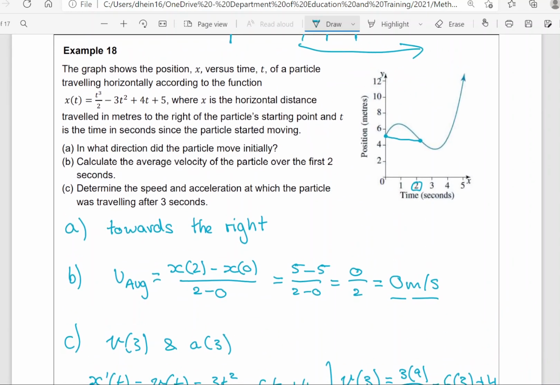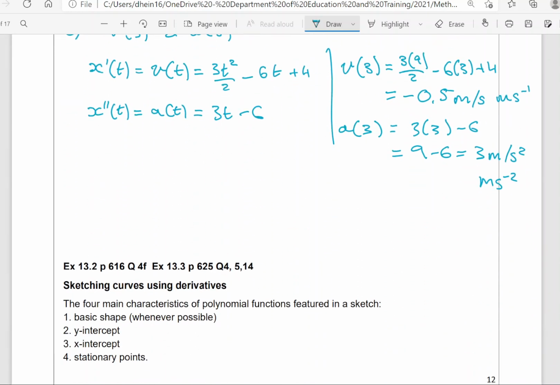Okay, so that is everything that example 18 was asking for there. And you can hear there's the bell going. So we've got these examples here, 13.2 and 13.3, and we're looking at those questions for this lesson.